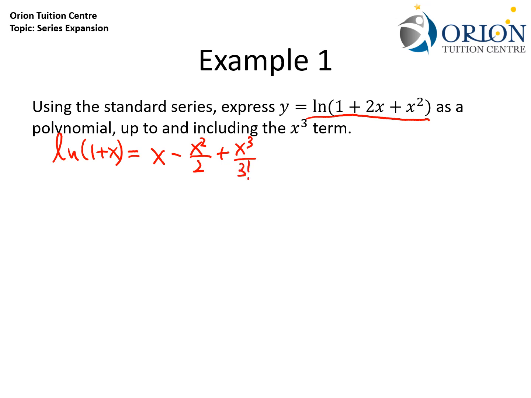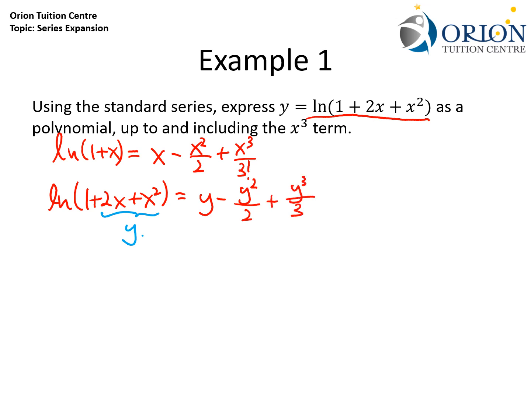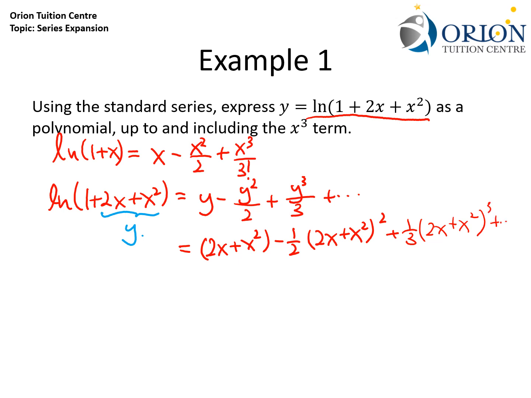And now, if I'm going to apply this formula for ln of 1 plus 2x plus x squared, I can group the terms 2x plus x squared together, and let's say I call them y. So this expansion basically becomes y minus y squared over 2 plus y cubed over 3, and so on. And now I can replace the y's with 2x plus x squared, which gives me 2x plus x squared minus half of (2x plus x squared) squared plus 1/3 of (2x plus x squared) cubed, and so on.